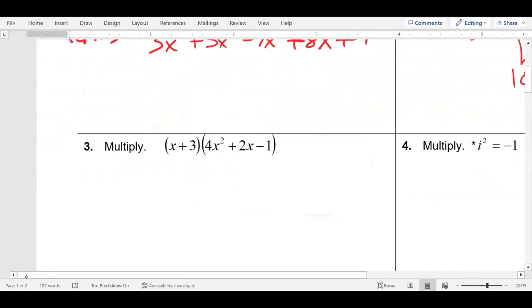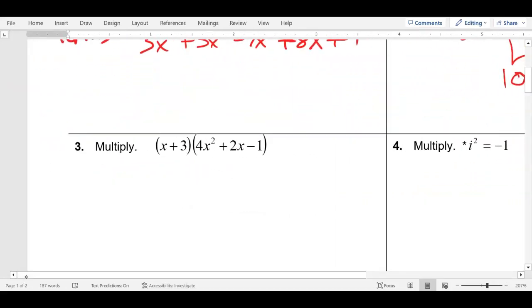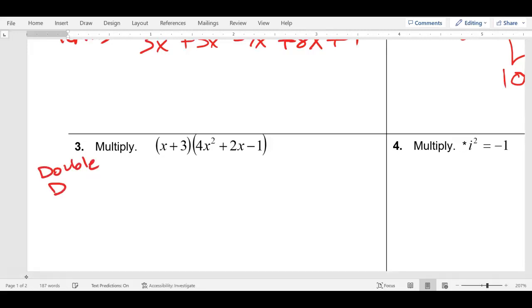All right, over here, next one, multiply. Okay, so remember, you're going to double distribute. Okay, so we're going to do x times this, and times this. So x times 4x squared adds another x, so you got 4x cubed. X times 2x makes it another x, 2x squared. X times minus 1 is minus 1x.